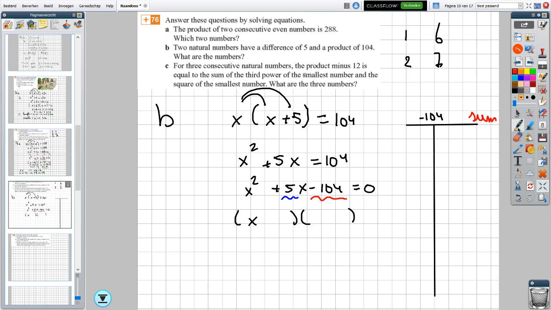And if you do it like this, you can do it quite in order, right? You have 1 and minus 104, minus 1 and 104. Okay, next one. 2 and minus 52, and minus 2 and 52. The next one, can I divide this by 3? I don't think so. By 4, yes I can. 4 and minus 26, and minus 4 and 26. I cannot divide by 5.